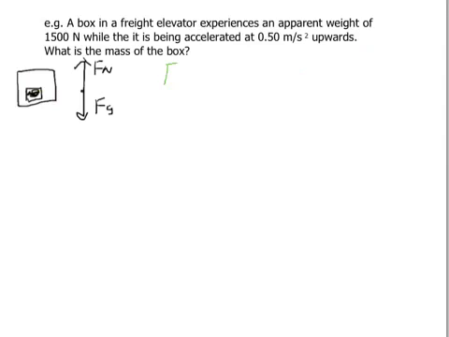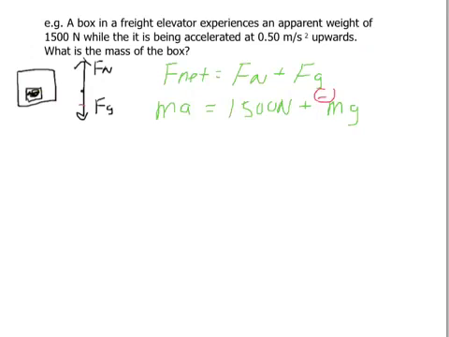Once again, our net force equation is Fn plus Fg. Fnet we can substitute with ma. Fn we're told is 1,500 newtons plus the force of gravity. Force of gravity is mg. It's negative in this case because the force of gravity is acting down. And we're asked to find the mass of the box. Here, the mass is on both sides of the equation.